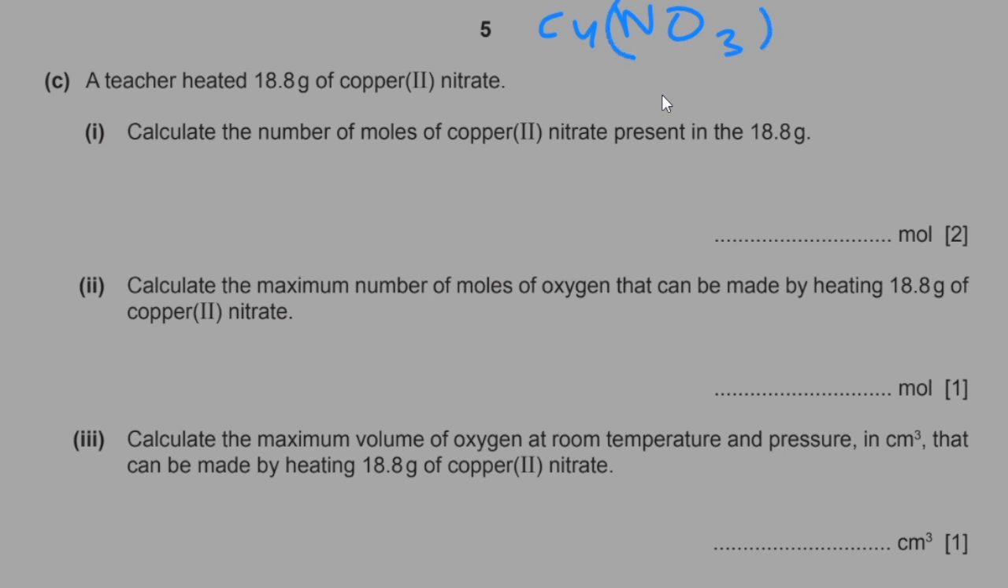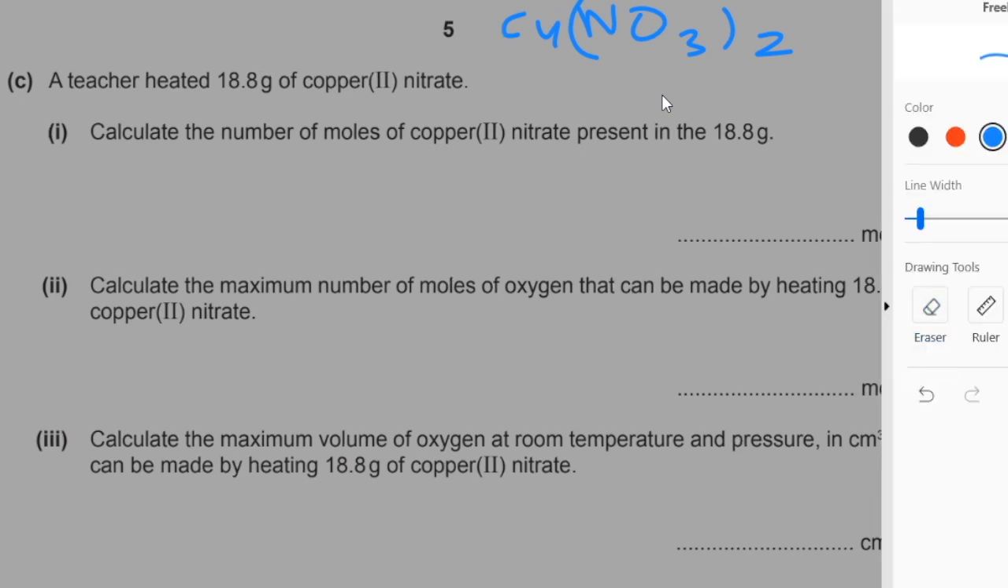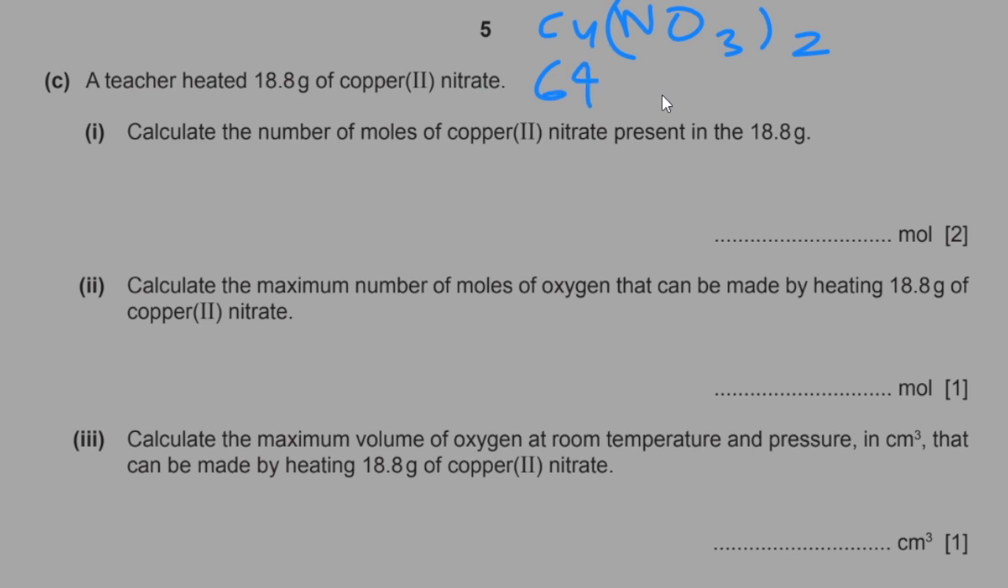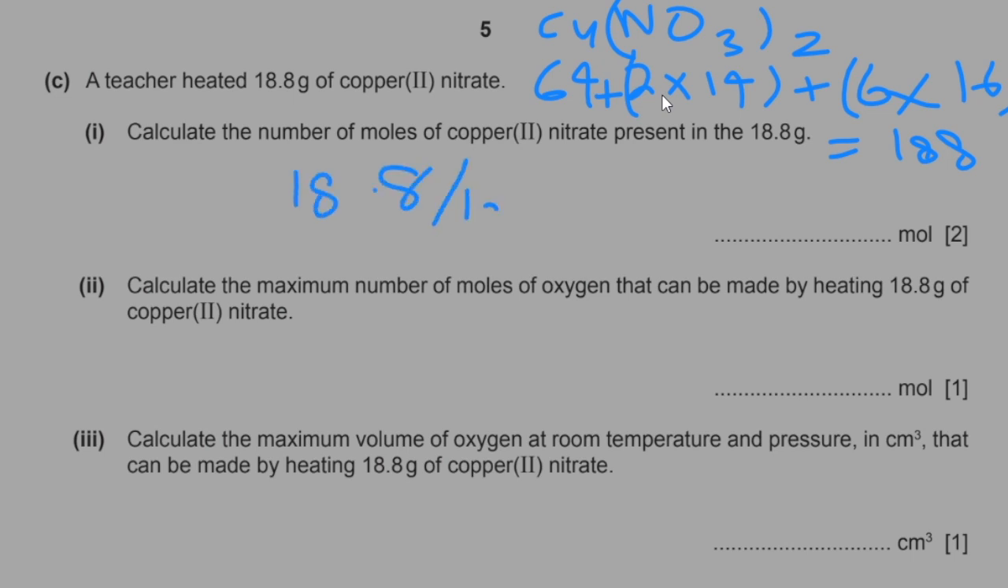So you have the formula of copper nitrate. So you have a copper atom which has the atomic mass 64, and then 2 nitrogen atoms, so you have 2 into 14. I forgot to add the plus sign over here, and then you add the number of atoms of oxygen, which is 6, multiplied by its mass, which is 16, and so you get the molecular mass as 188. Now you can divide the mass of copper nitrate by its molecular mass, and so the number of moles is 0.1.